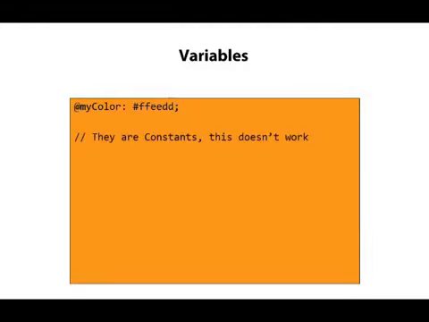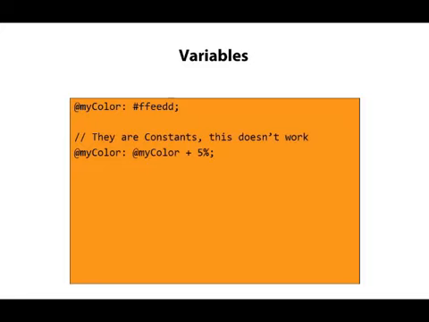Variables, unlike the way you think about them in traditional programming, are constants. So redefining a color using another value doesn't actually do anything. The my color will continue to represent the FFEEDD color, no matter how much you try to assign it, it's not going to be reassigned. That's why there isn't an equals in less. It's simply an assignment and a single-use assignment.